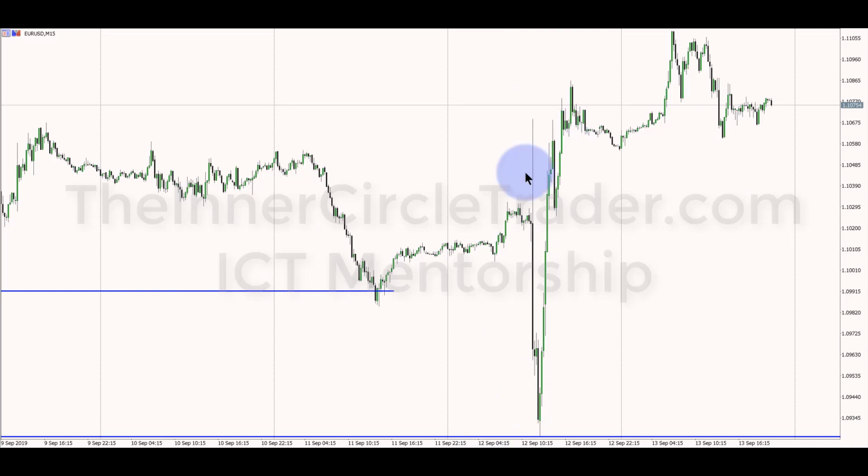This looks like random price action. It's not. You watched me trade in this day. I went long, sold short again, sold out, went long, exited. I went short all through this movement here as well last Friday.